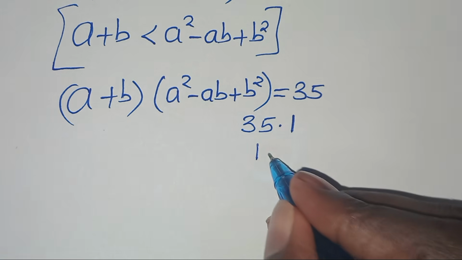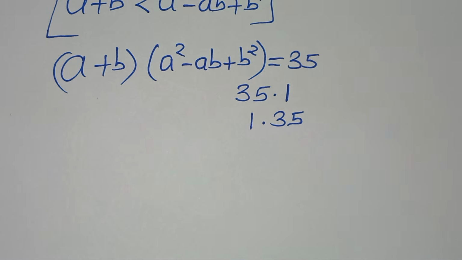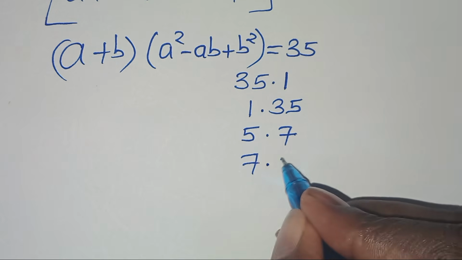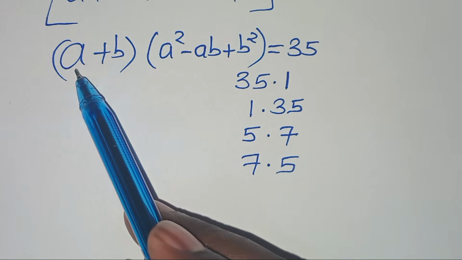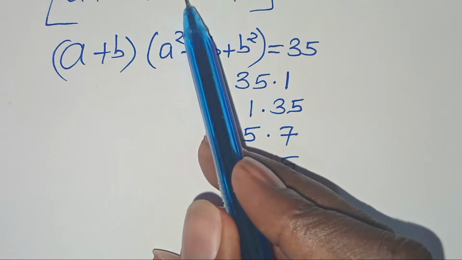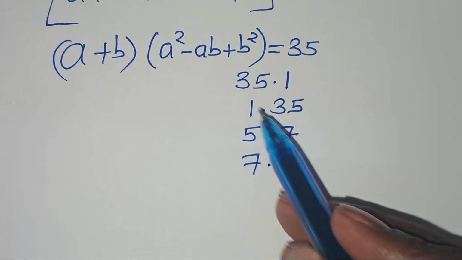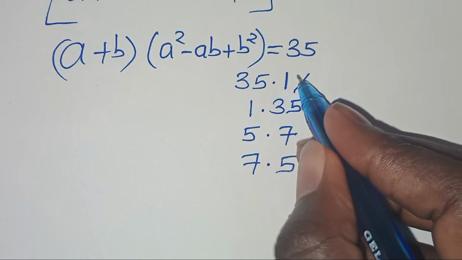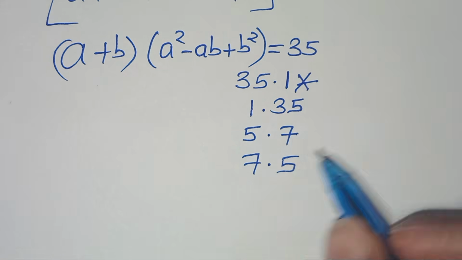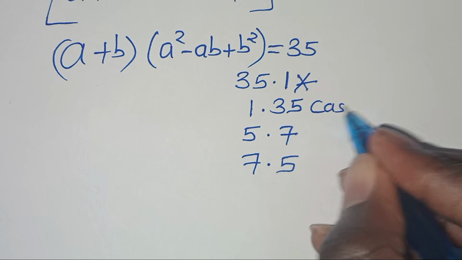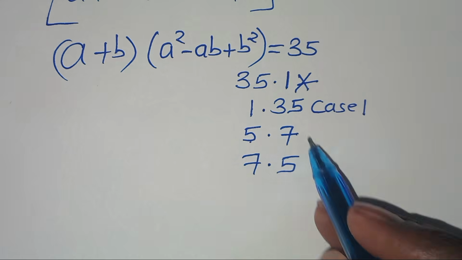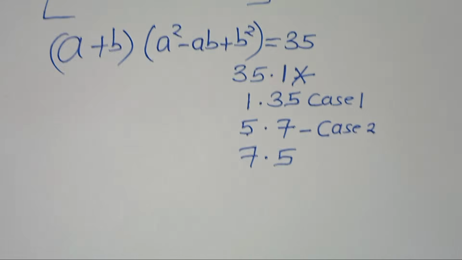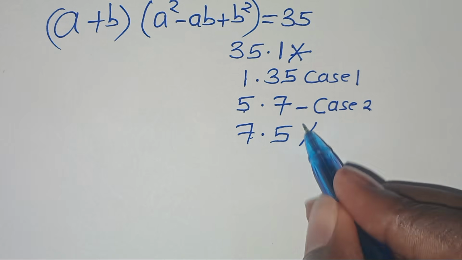Then we have 1 multiplied by 35. Then we have 5 multiplied by 7. Then we have 7 multiplied by 5. But now we have that a plus b is less than a squared minus ab plus b squared. So from the first, 5 is greater than 1, so this is rejected. 1 is less than 5, so this is accepted, so this is case 1. Then we have 5 is less than 7, so this is accepted. We can call this case 2. Then we have 7 is greater than 5, so this is rejected.